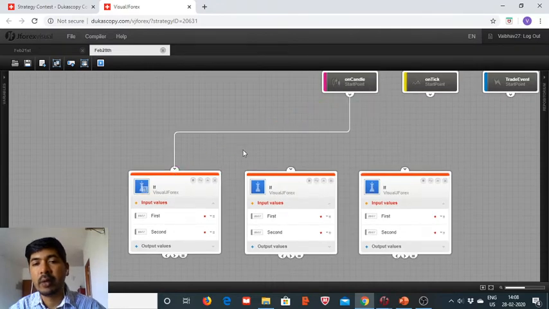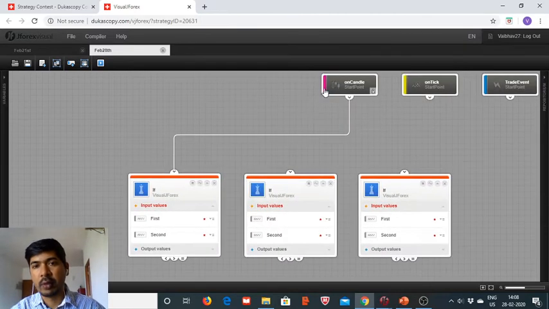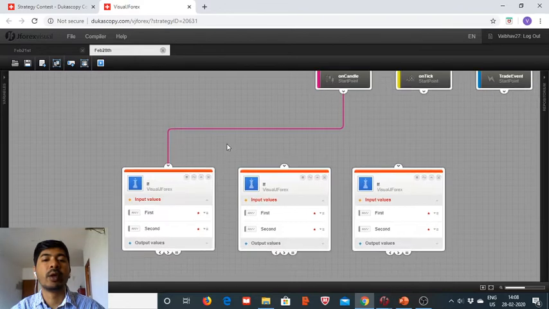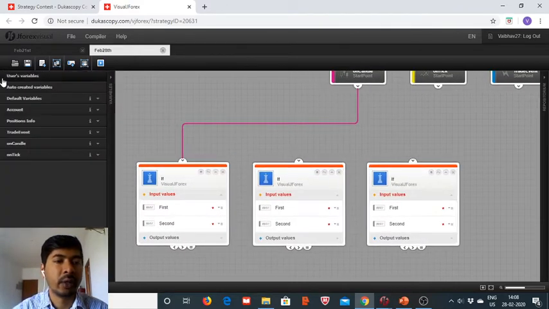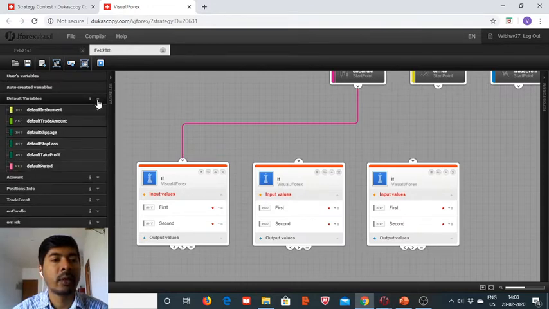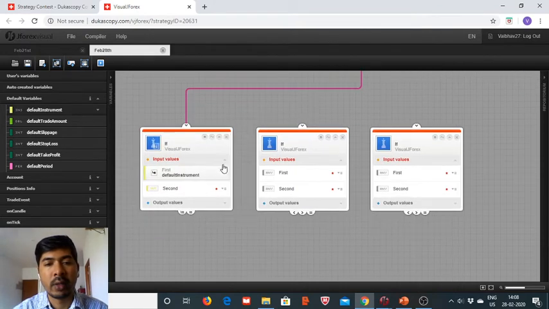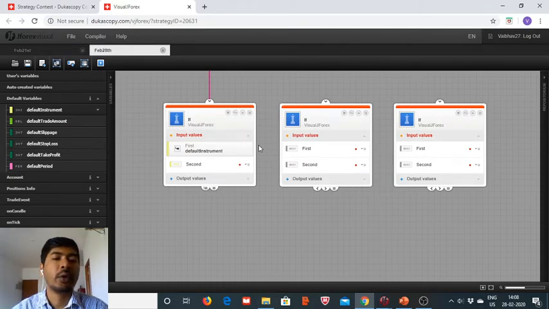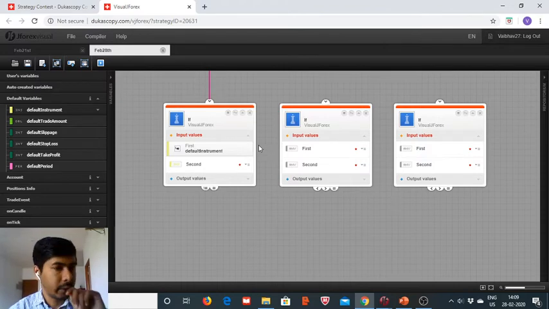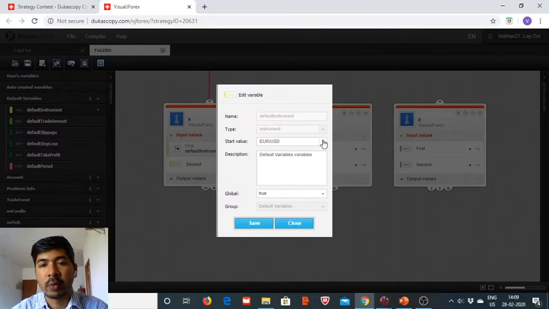let's connect it here. We will give it a hue of pink so that we will know that flow is going. And let us bring in the default instrument, default variables. This is the default instrument, and here we select Euro USD. It's already there. So Euro USD is there. If you want to change it to say USD JPY or any other currency cross, then you can change it simply by selecting the instrument from this drop down.